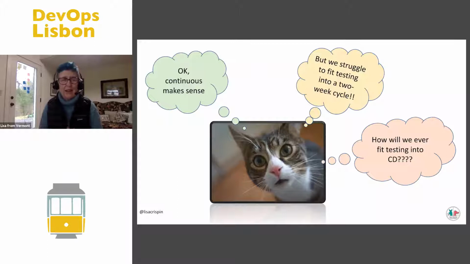I think everybody can understand that our continuous world, this is where we're trying to be now, and it makes a lot of sense, reducing risk and giving customers value continuously. But for those of you who haven't yet transitioned to continuous delivery, maybe you were struggling to fit testing into a 2-week release cycle or deploy cycle. How are you going to fit it into something where we need to be ready to deploy at any time?